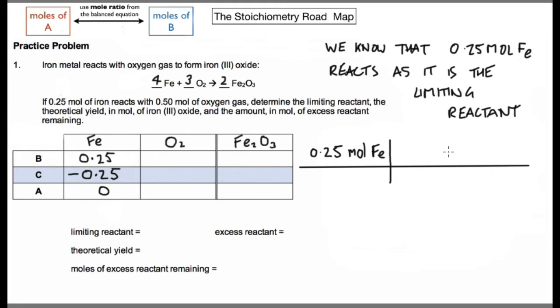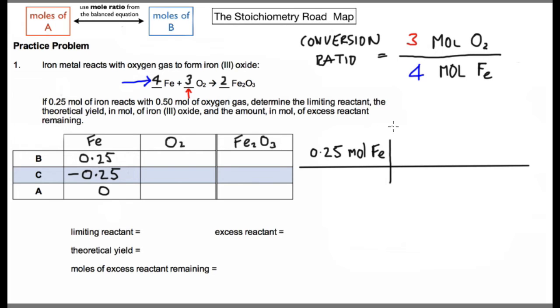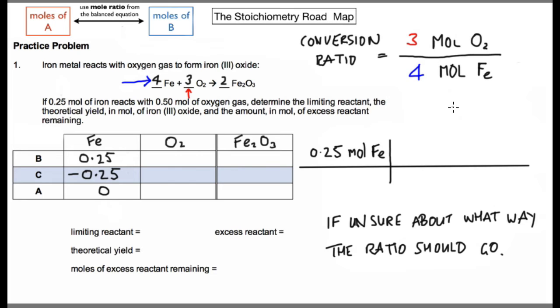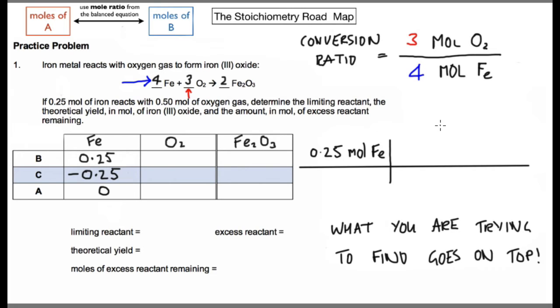We know that we've got 0.25 moles of iron because it's the limiting reactant. And for every 4 moles of iron that reacts, 3 moles of oxygen react. So for every 4 of these, 3 of these react. The conversion factor will be 3 moles of oxygen over 4 moles of iron. Oxygen will go on top because that's what we're trying to find. If you are ever unsure about the way the ratio should go, just remember that what you're trying to find goes on top.